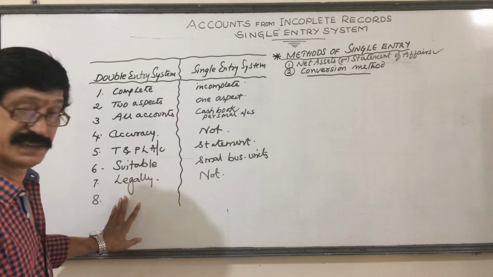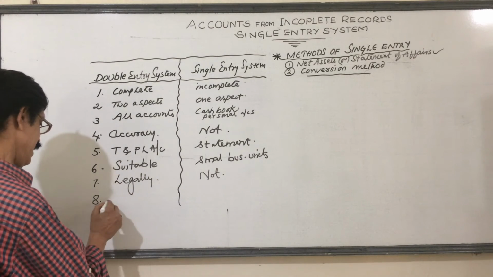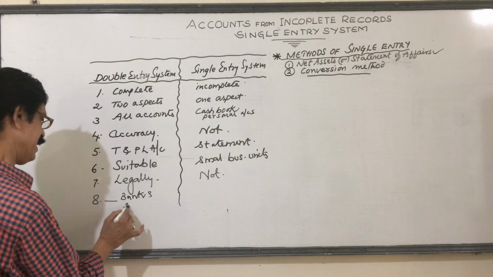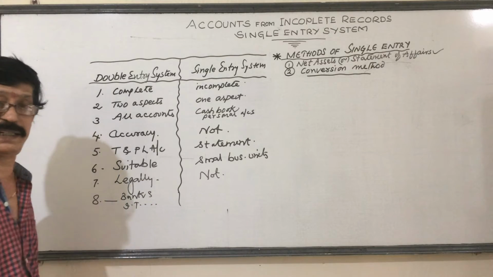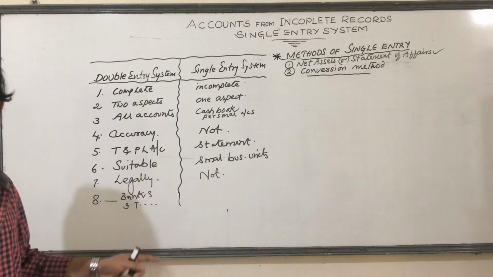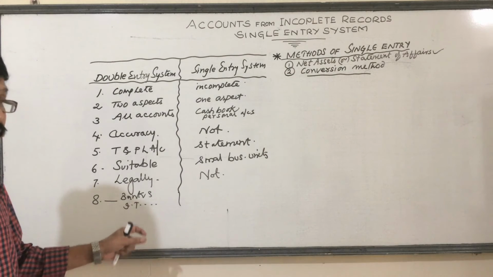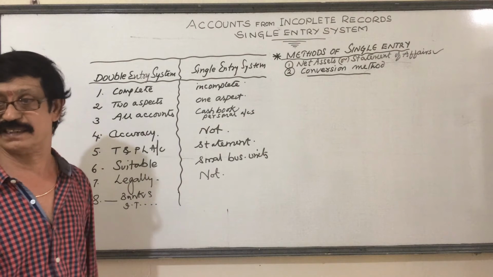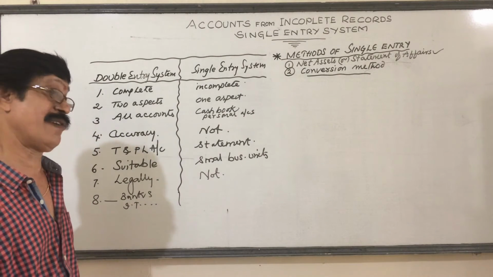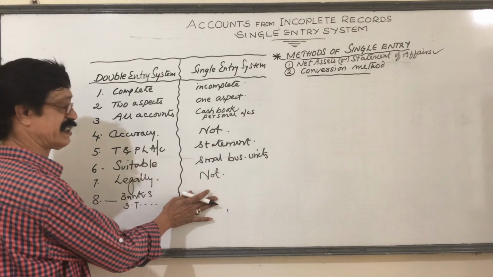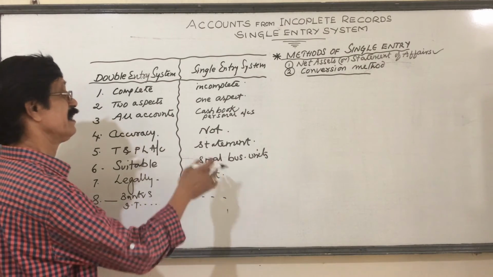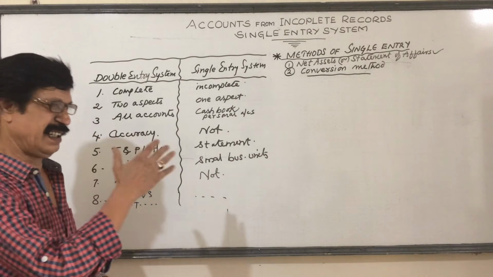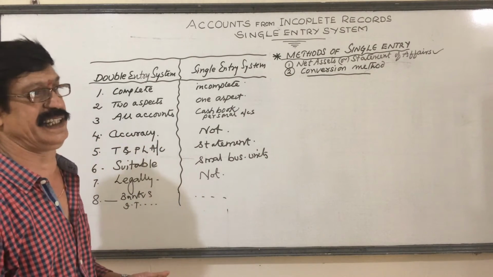Understanding? It is helpful to banks, the IT department or the sales tax department. For anybody, the books of accountancy under double entry are helpful and suitable to assess income tax or sales tax or for any other further analysis like that. But the single entry system is not helpful. Understand? These are all the differences between the double entry system and the single entry system.